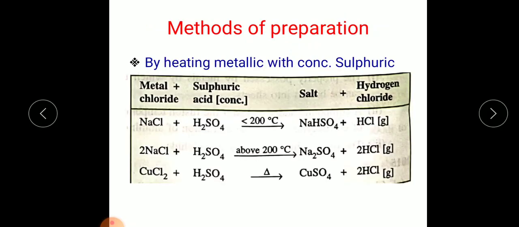Next, the second general method is by heating a metallic chloride with concentrated sulfuric acid. This is the general equation: metallic chloride reacts with concentrated sulfuric acid to give salt and hydrogen chloride. For example, if you take sodium chloride and sulfuric acid, it forms sodium bisulfate and HCl. Similarly, if the temperature is above 200 degrees Celsius, it will form sodium sulfate and HCl. Similarly, in place of sodium chloride, if you take copper chloride and react with sulfuric acid, it forms copper sulfate and hydrogen chloride. These are the general methods of preparation of hydrogen chloride.